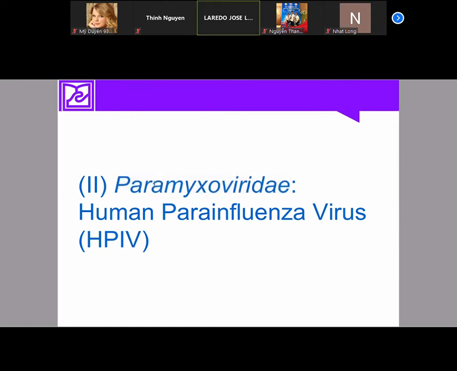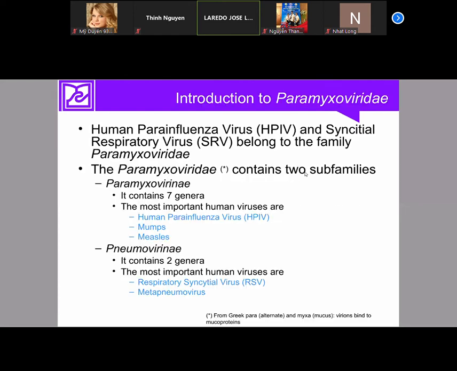We continue now with two respiratory pathogens that are very similar to influenza, and they belong to the family Paramyxoviridae. The family Paramyxoviridae contains many different viruses. Important for humans are 5. In this class, we are going to study 2 respiratory pathogens, parainfluenza virus, and later respiratory syncytial virus. In another class, we will study mumps and measles, but this is for another class.